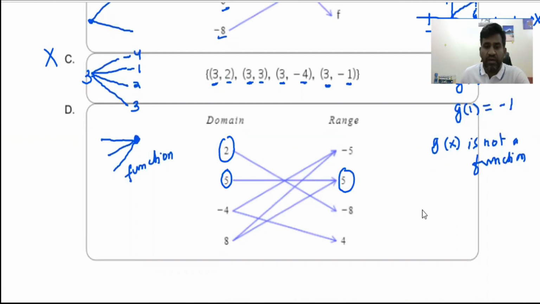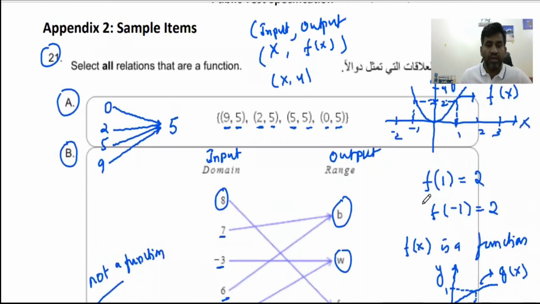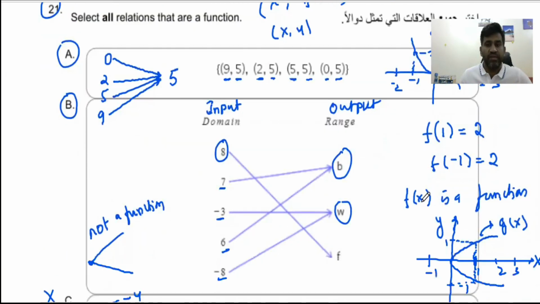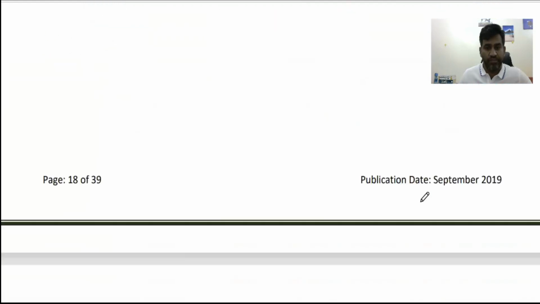And what is happening here? For the same input. So what is actually happening here? The last part. When input is 8, the output is -5 and the output is also +5. So for the same input 8, I'm getting two different outputs. One is -5 and another one is +5. That's why this is also not a function. So the correct answer to question number 21 is A and B. These two represent a function.